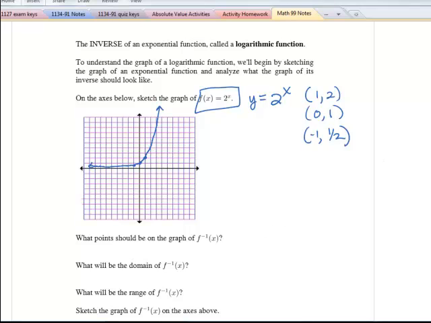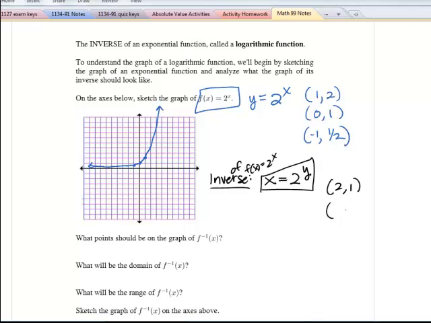And now if we want to think about the inverse, officially we would have x equals 2 to the y, right? The inverse of f of x equals 2 to the x would be x equals 2 to the y, right? And the points, we just switch the x's and y's, right? So we'd have 2, 1, 1, 0, and 1 half, negative 1.